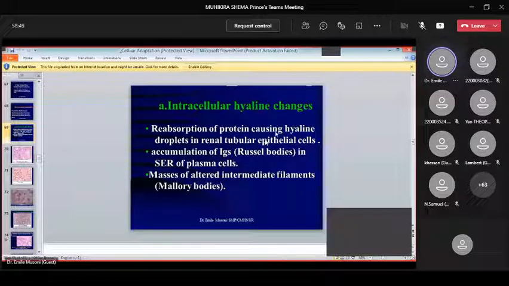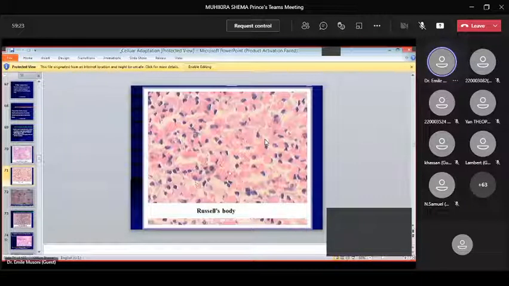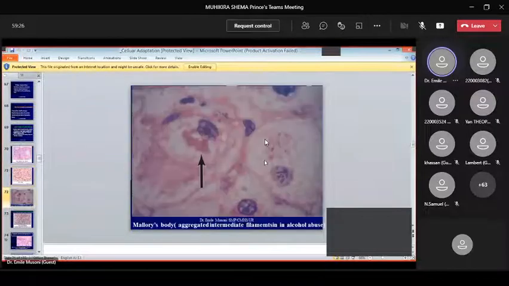Intracellular, it is the absorption of protein causing hyaline droplets in the tubules. For example, accumulation of hyaline called Russell bodies in plasma cells, or masses of altered intermediate filaments called Mallory bodies. Those are found in the plasma cell. For example, this one is the Russell bodies, accumulation of hyaline proteins. This one, filamentous in the plasma cells, is known as Mallory's body.